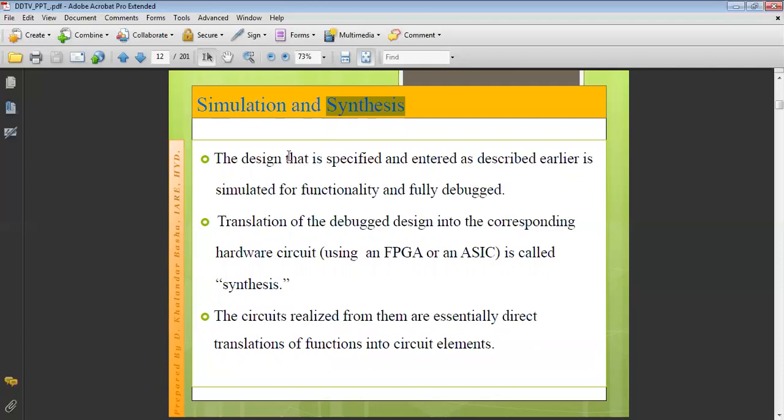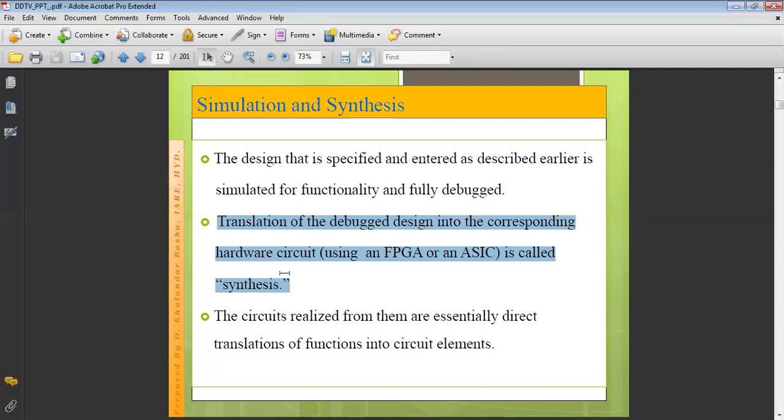The design that is specified and entered as described earlier is simulated for functionality and fully debugged. Translation of the debugged design into the corresponding hardware circuit is called synthesis. In a single term, I can say that converting the HDL to the netlist is known as synthesis here. We have different types of synthesis tools in the market.